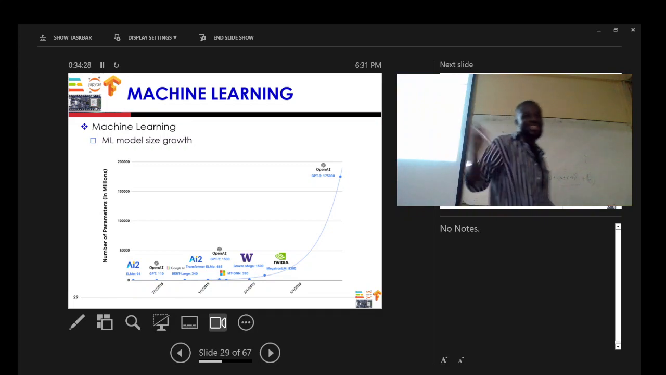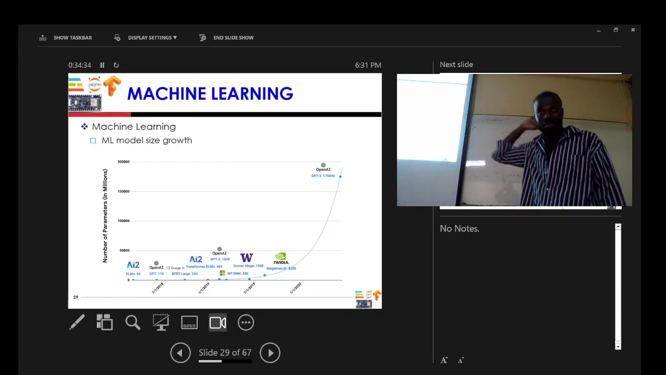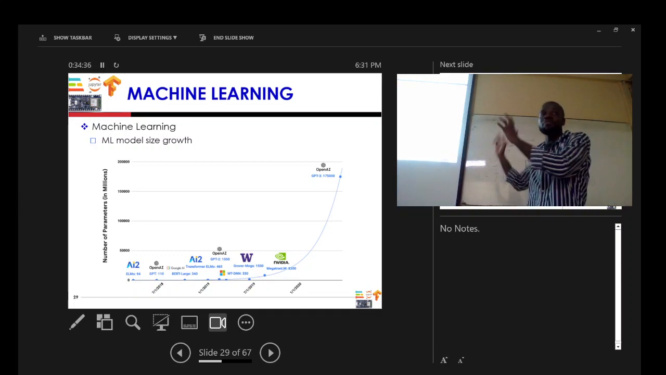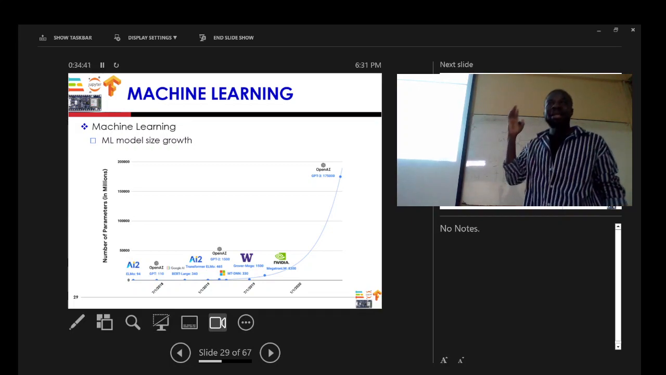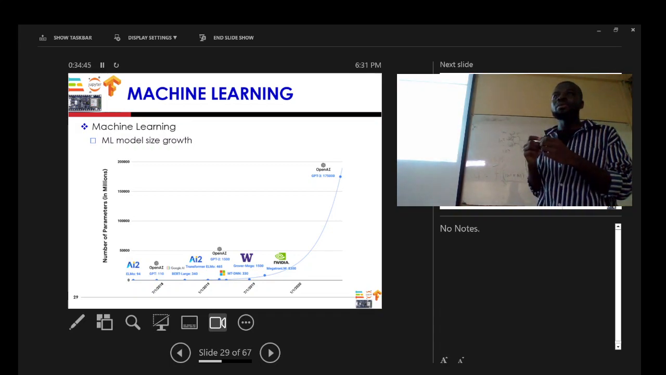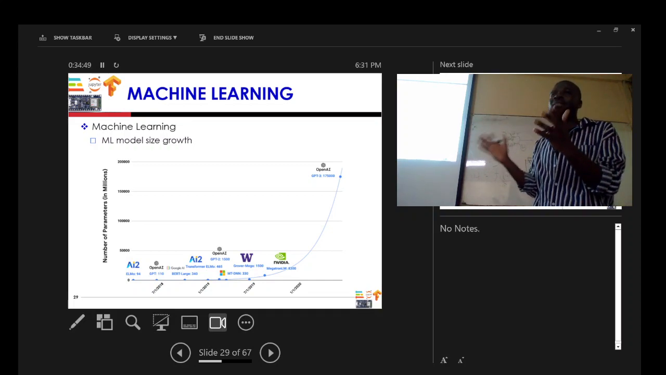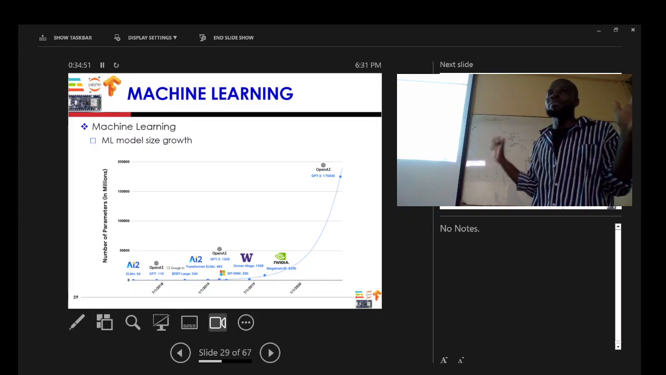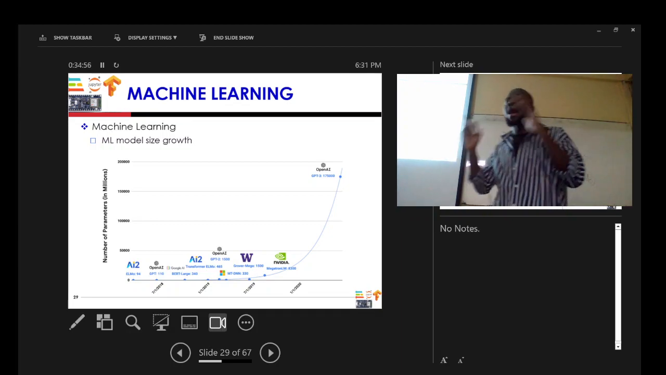So ChatGPT is a form of LLM, a large language model, right? It's just one form of machine learning, and it started from somewhere. Now in machine learning, we are looking at how accurate your algorithm is. Accuracy is very important, because you want your algorithm to be as accurate as possible.